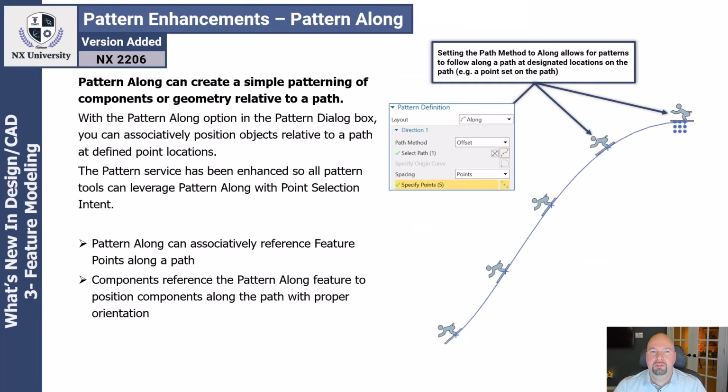Our next feature enhancement we'll look at here is called Pattern Enhancements, Pattern Along. Introduced in NX 2206, Pattern Along can create a simple patterning of components or geometry relative to a path. With the Pattern Along option in the Pattern dialog box, you can associatively position objects relative to a path at defined point locations here. The pattern service has been enhanced so all pattern tools can leverage Pattern Along with point selection intents. Pattern Along can associatively reference feature points along a path. Components reference the Pattern Along feature to position the components along the path with the proper orientation.